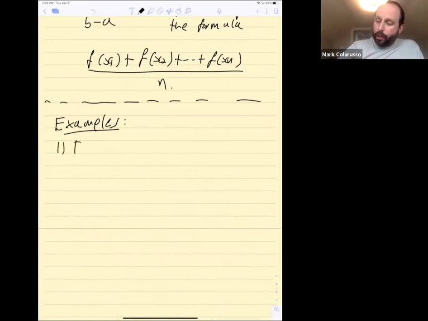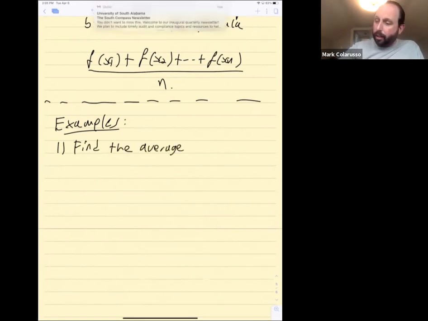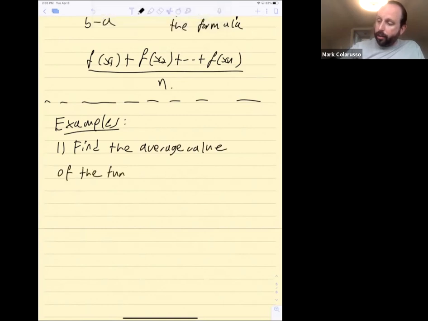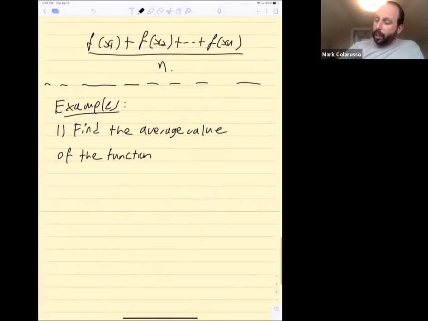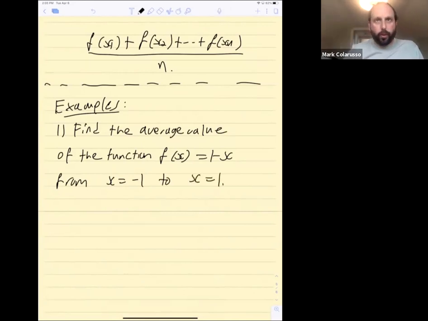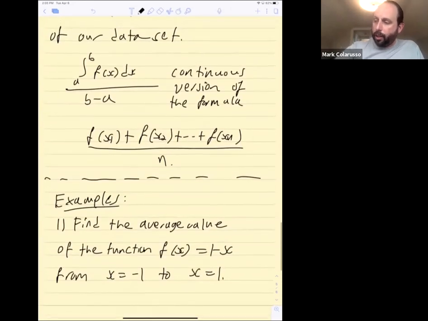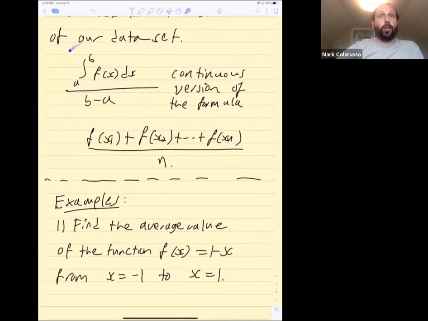Okay, so here's the first example. Find the average value of the function f(x) equals 1 minus x from x equals -1 to x equals 1. In other words, on the interval -1 to 1. This is a straight application of this formula here, so let's give it a whirl, since we're experts at definite integrals now.